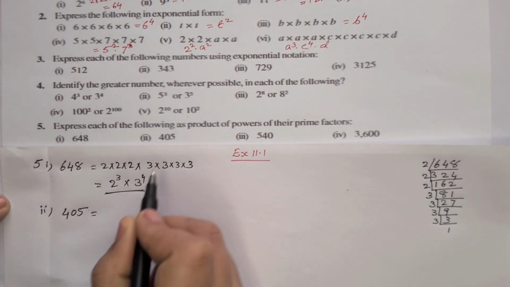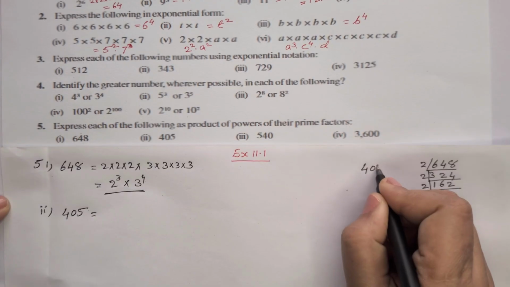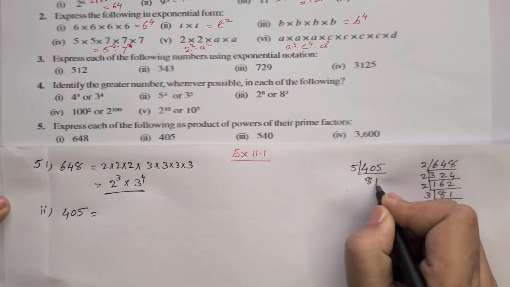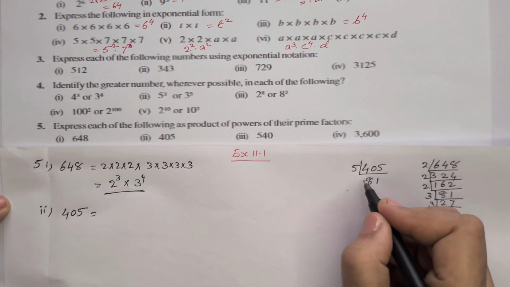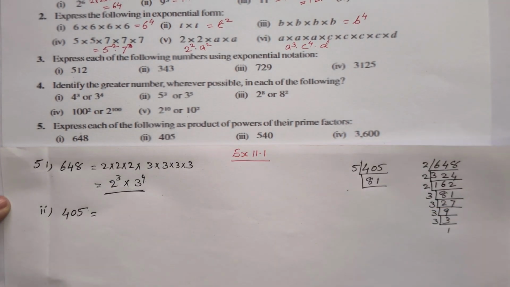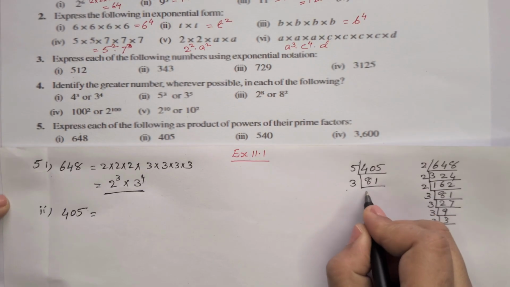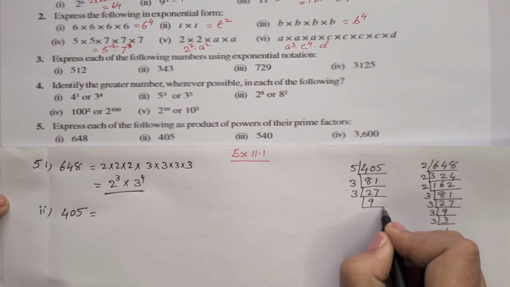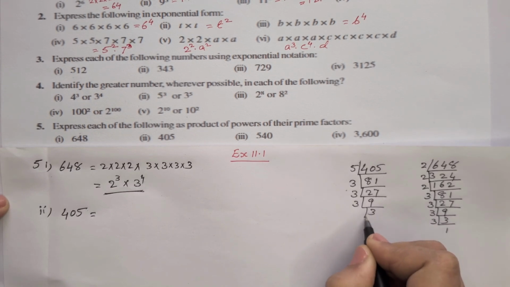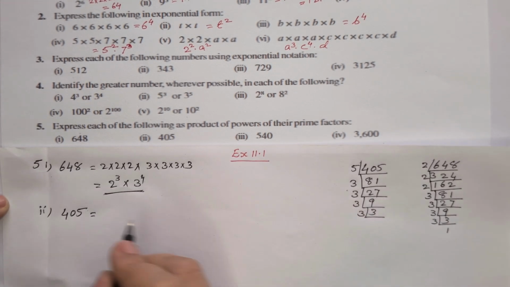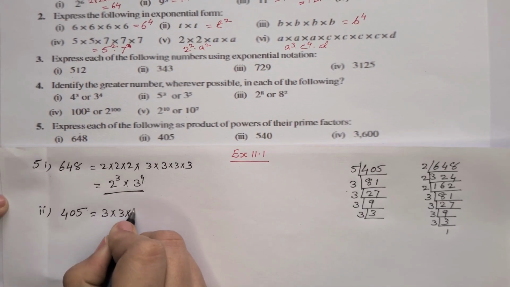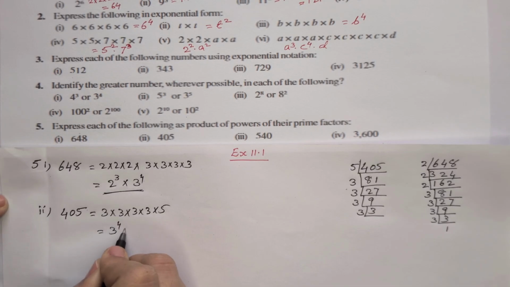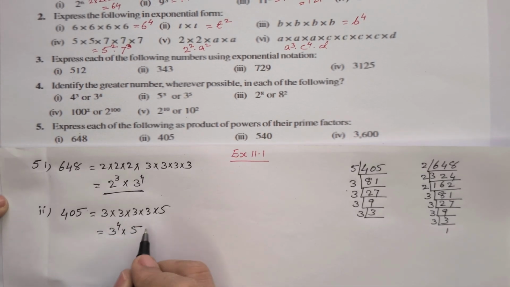Next number 405. 405 we can divide by 5 first. 81. Then we can divide by 3. So that is 27. So first we can write 3 into 3 four times, that into 5, which means 3 raised to 4 into 5 raised to 1.